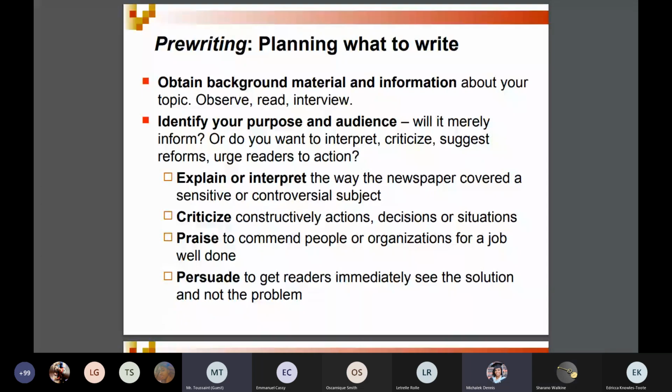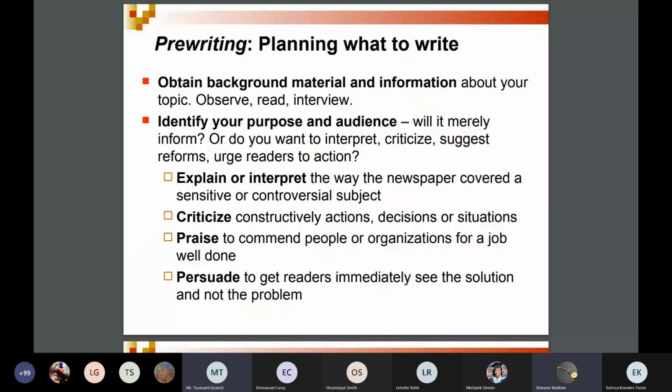So, the pre-writing planning stage. You want to obtain background material and information about your topic. Observe, read, interview. This is where you do your search wherever it is to get the information on the particular topic of your choice. Then you also want to identify your purpose and audience. Will it narrate, inform, or do you want to interpret, criticize, suggest reforms, urge readers to action? So what's the purpose of your editorial?